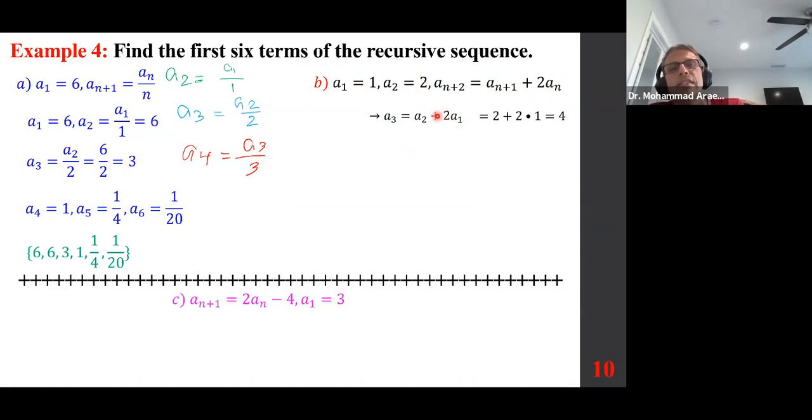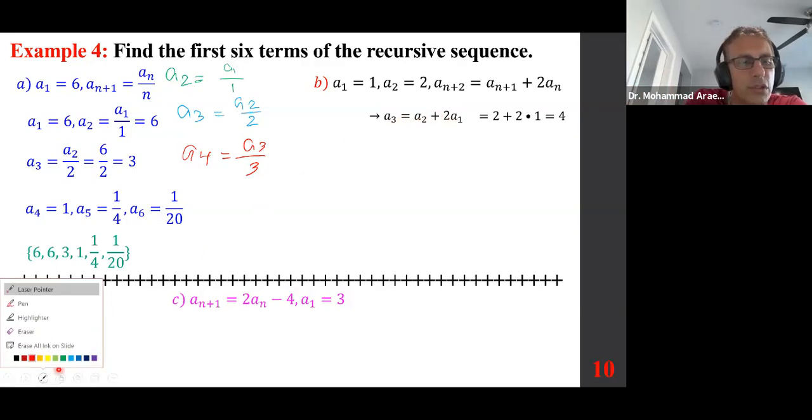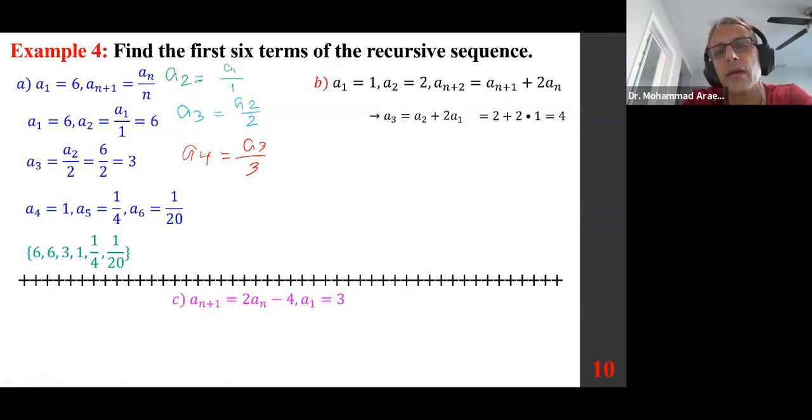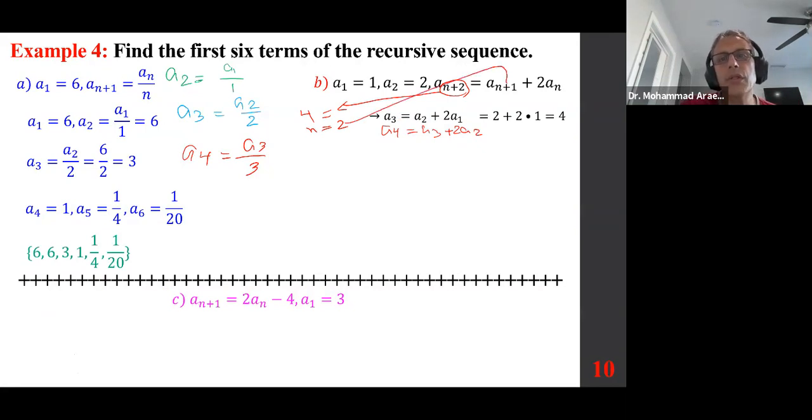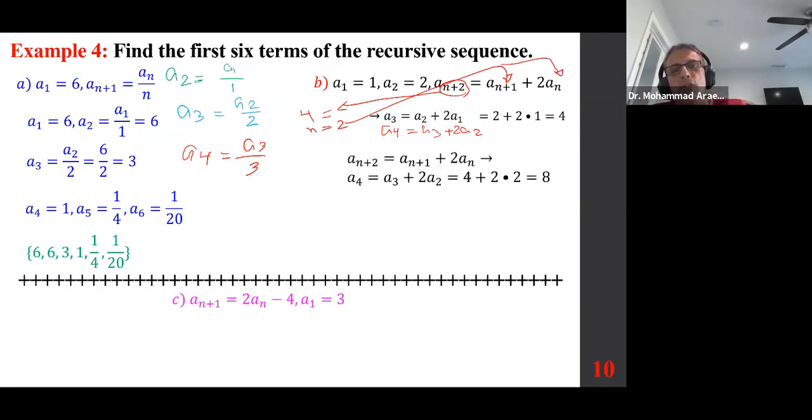Now, what is a sub 4? Okay, so just following this trend, class, just following this trend. If I were to just write it right here, a sub 4, see, a sub 3 is a sub 2 plus 2 a sub 1, so it's a sub 3 plus 2 a sub 2. Or I can say n plus 2 equals 4, and n becomes 2, and I put it into the right side, okay? Meaning I put it into this and into this to find the n, either way. And so this is the next one.